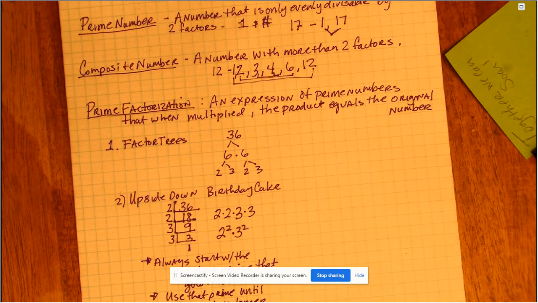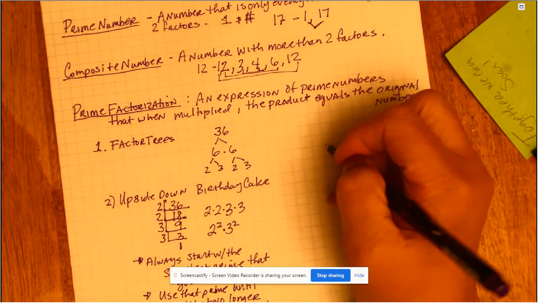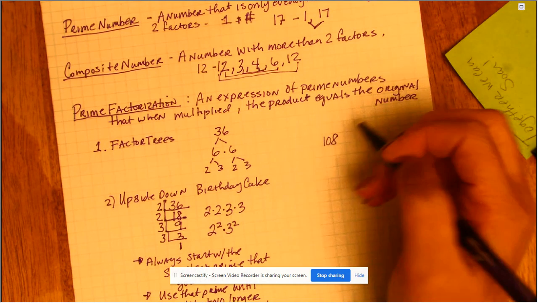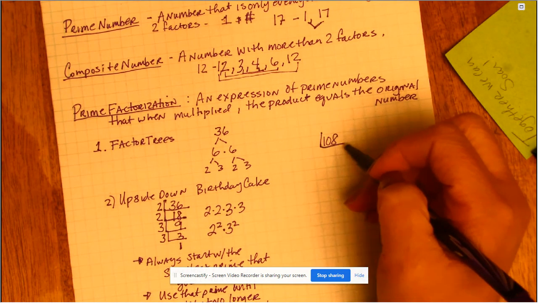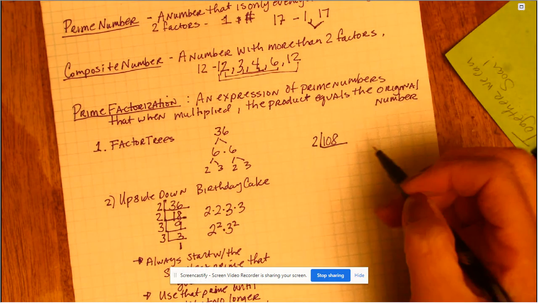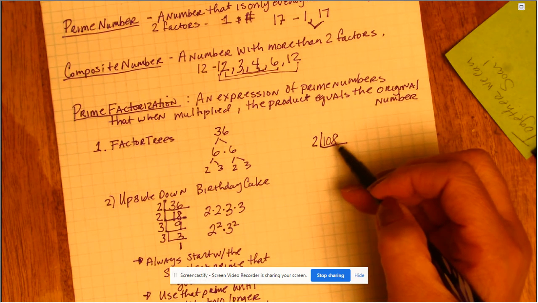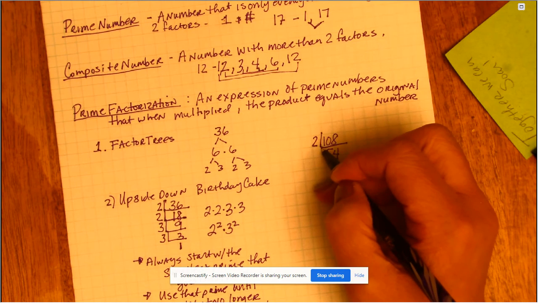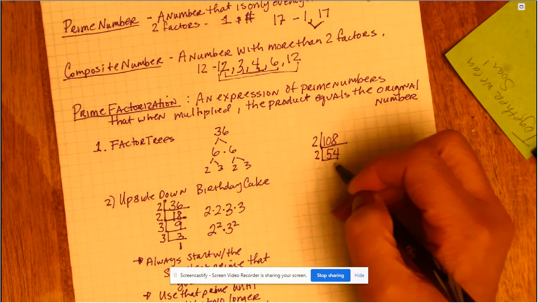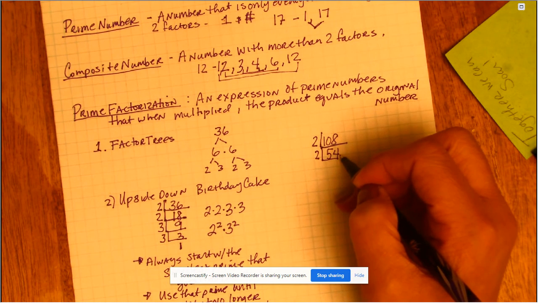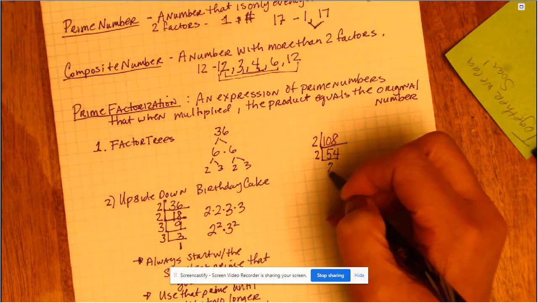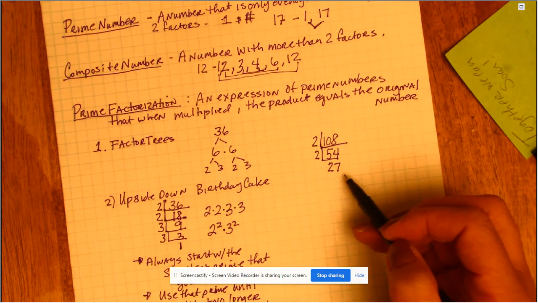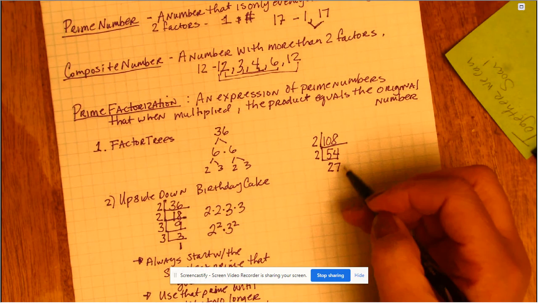Let's do a big one. Let's do 108. So I know 108 is even. So 2 goes into 108, 2 goes into 10 five times, 2 goes into 8, 4, so 54. 4 is an even number, so 2 can go in. 2 goes into 5, 2, 2 goes into 14 twice, so 27. 27 is an odd number. 2 is not going to go into it.